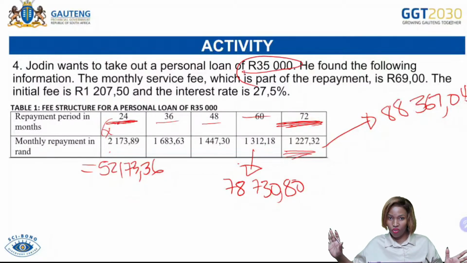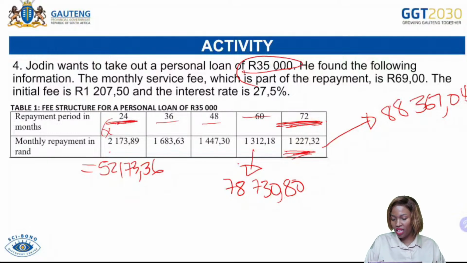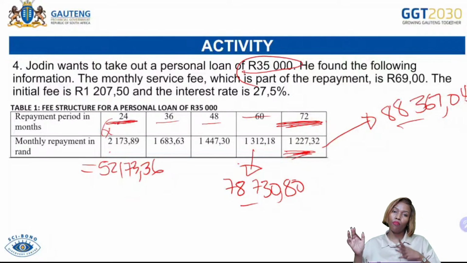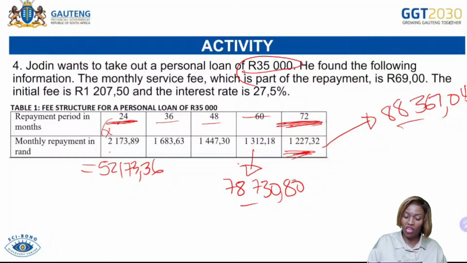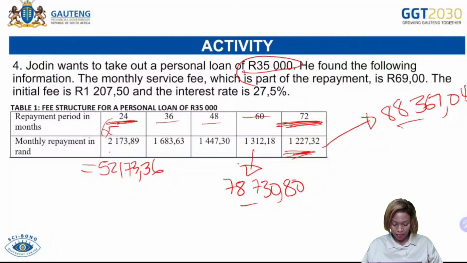So the longer period looks like it's better, but when you check the interest, the longer period means more interest. The debt will actually be more as compared to taking a shorter period.